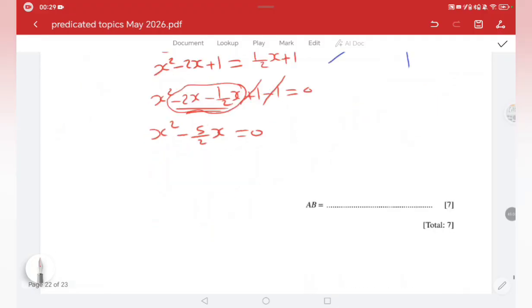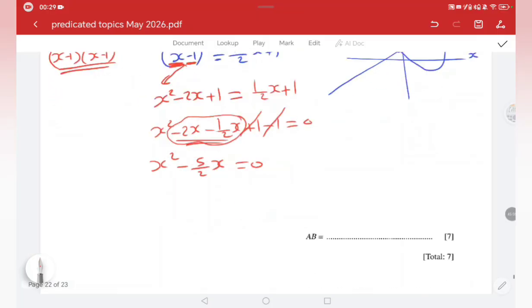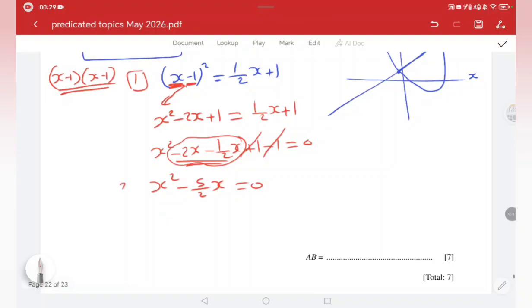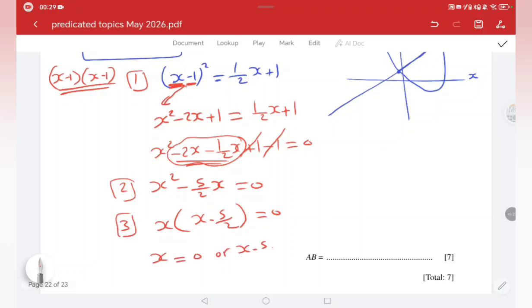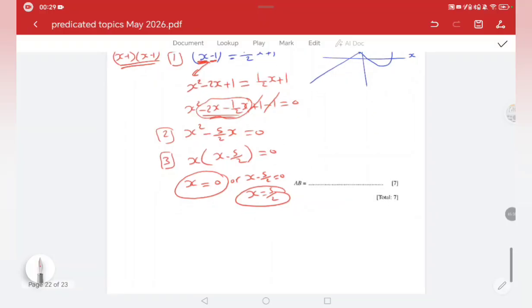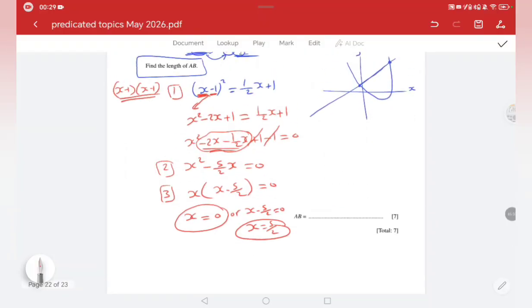How can we solve this one? This is our goal, actually. Number 1, to make them equal, or to substitute. Number 2, to create a quadratic equation. Number 3, to solve this quadratic equation. Let's solve it. I will factorize: x times x minus 5 over 2 equals 0. So we have two solutions: x equals 0, or x minus 5 over 2 equals 0, which means x equals 5 over 2. So x1 equals 0, and x2 equals 5 over 2.